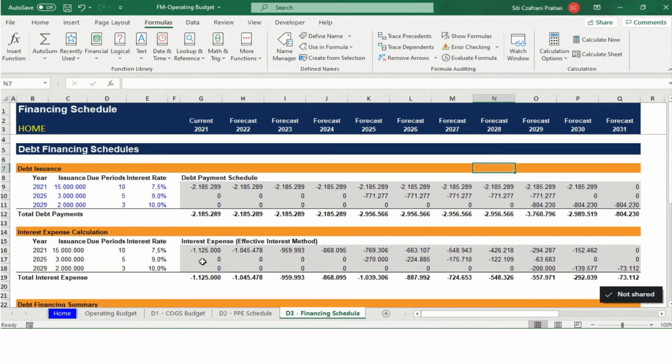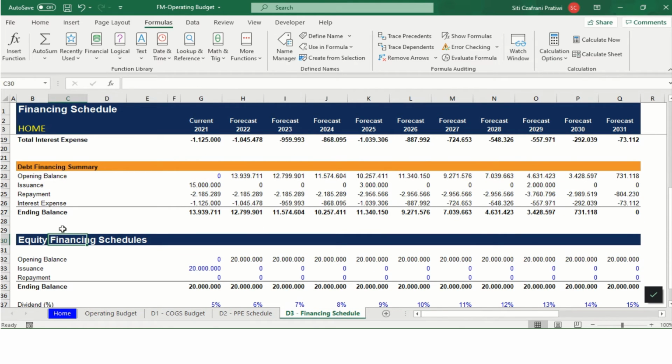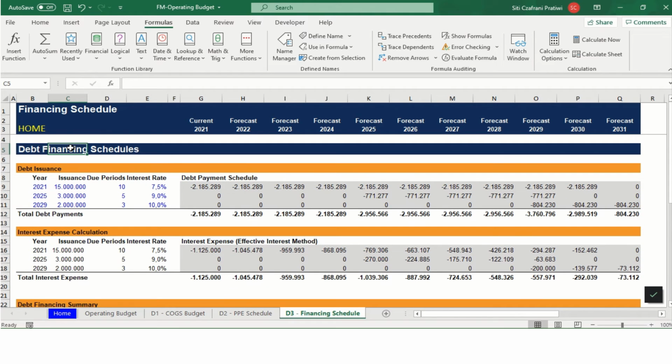And this is the final schedule that we are going to make, the financing schedule. The financing schedule consists of the debt financing schedule and the equity financing schedule. The debt financing schedule indicates when you acquire the debt and how much your interest payment and principal payment are. Okay, let's go to the debt financing schedule first.